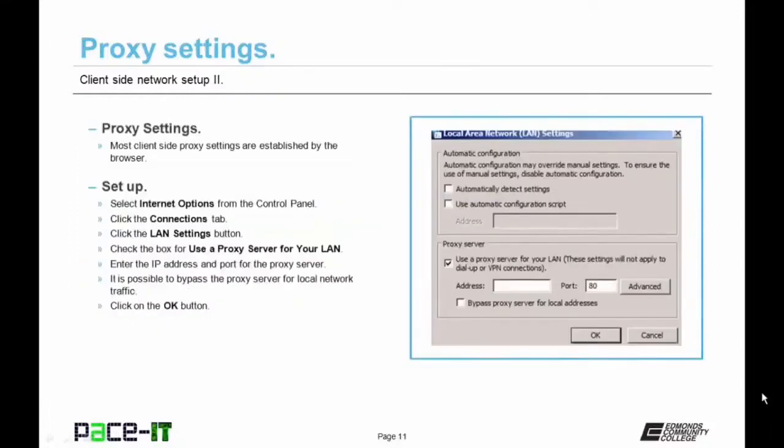With that taken care of, let's discuss proxy settings. Most client-side proxy settings are established by the browser. So how do you set one up? Select Internet Options from the control panel. Click the Connections tab, and then go down to the LAN Settings button. Check the box that says Use a proxy server for your LAN. Enter the IP address and the port for the proxy server. It is possible to bypass a proxy server for the local network traffic. And then you click OK, and you've established your proxy settings.